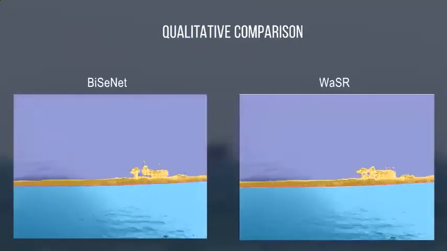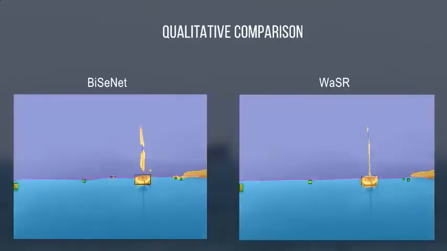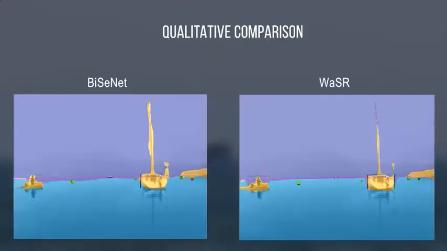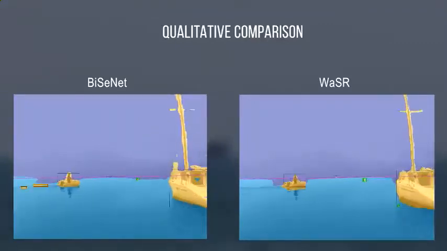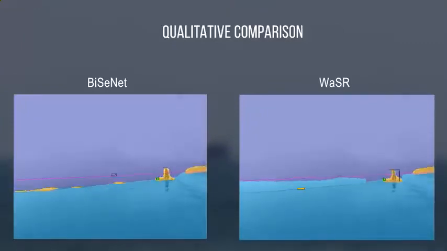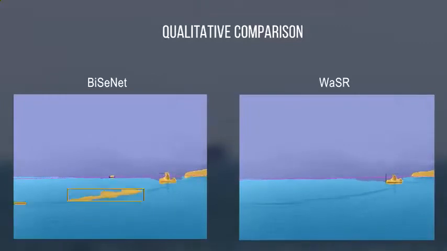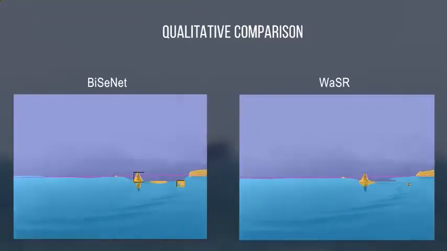This video shows a side-by-side qualitative comparison of WaSR and the second best performing method, BSenet. BSenet detects a higher number of false positives triggered by sun glitter as well as haze. We can observe that WaSR significantly better estimates the water edge and also better localizes the obstacles.